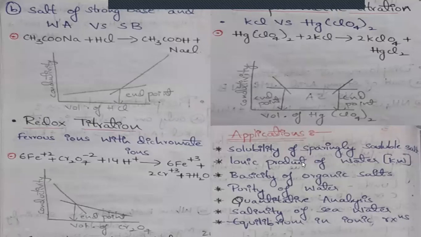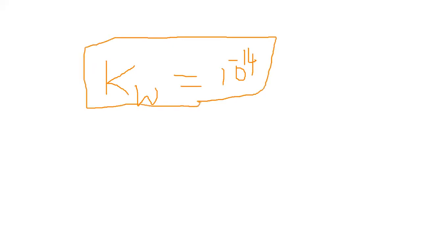And the next one is ionic product of water. So how can we calculate the ionic product of water? The ionic product of water is measured by Kw. So what is Kw? Kw is the dissociation constant of water, which is around 10 power minus 14. This is the dissociation constant of pure water, right? So this is the ionic product, the constant value for pure water.